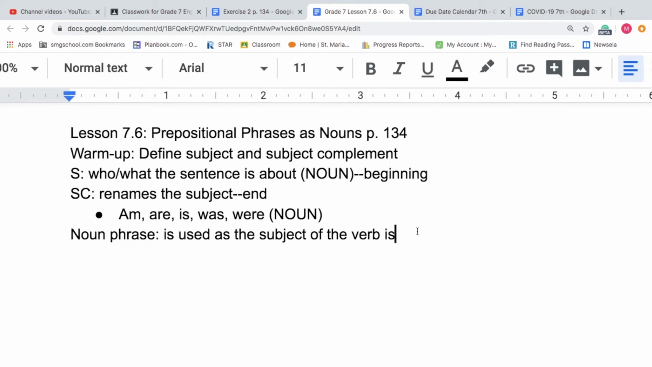Pause the video and try those last two example sentences on your own. So you were correct if you said after school is acting as the subject because it comes before the helping verb is, right? Comes before the helping verb is.